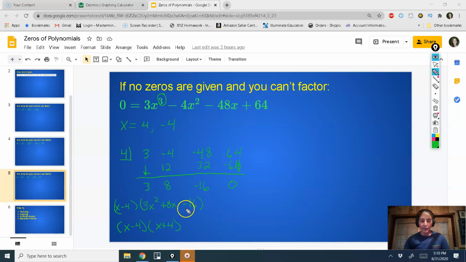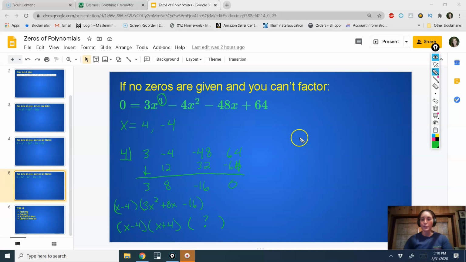So this guy here is going to break down to x plus 4 times something, but I don't know what it is. So how could I figure that out? Well, that's exactly what synthetic division is good for. So I know this is a factor of that. How could I find the other factor? So let's do synthetic division again, but I'm going to use it with this quadratic.